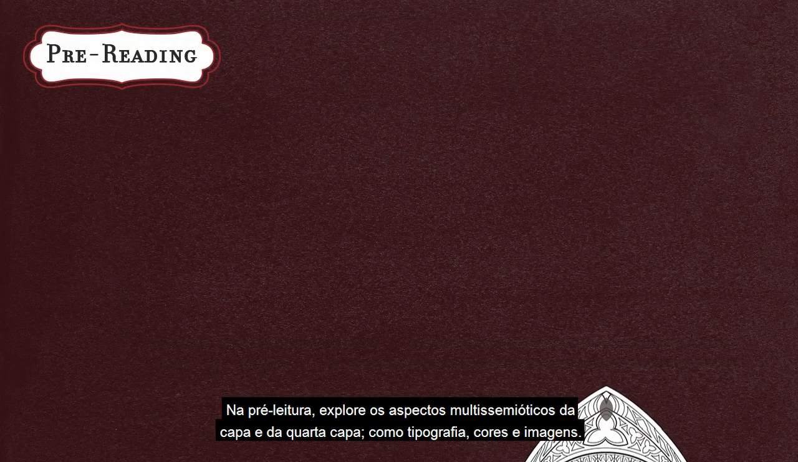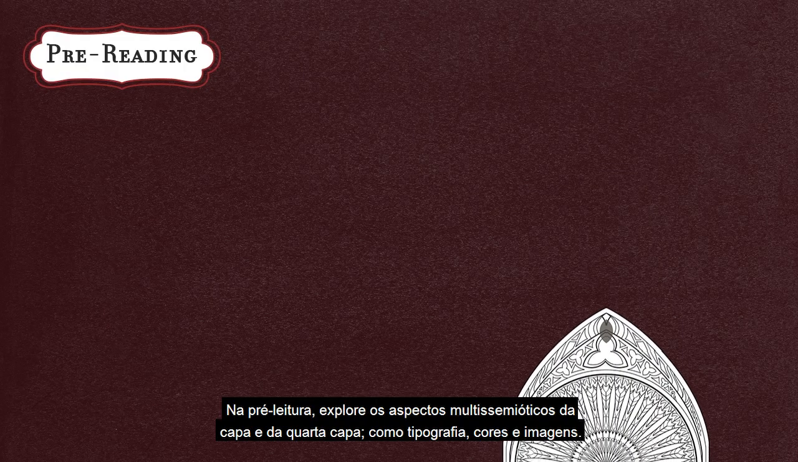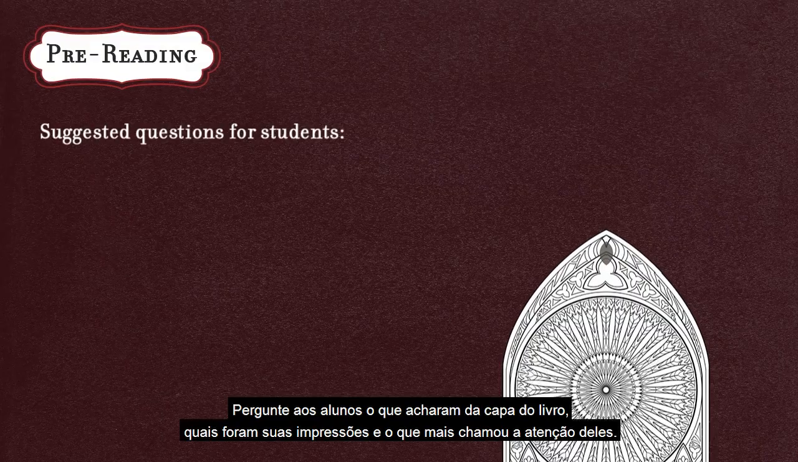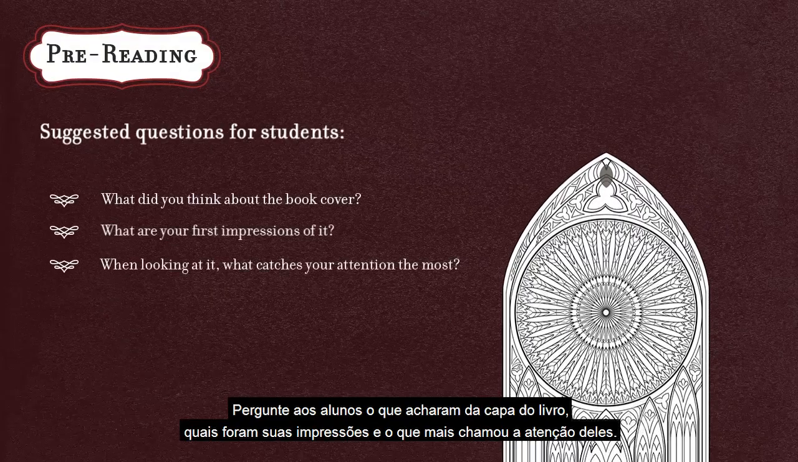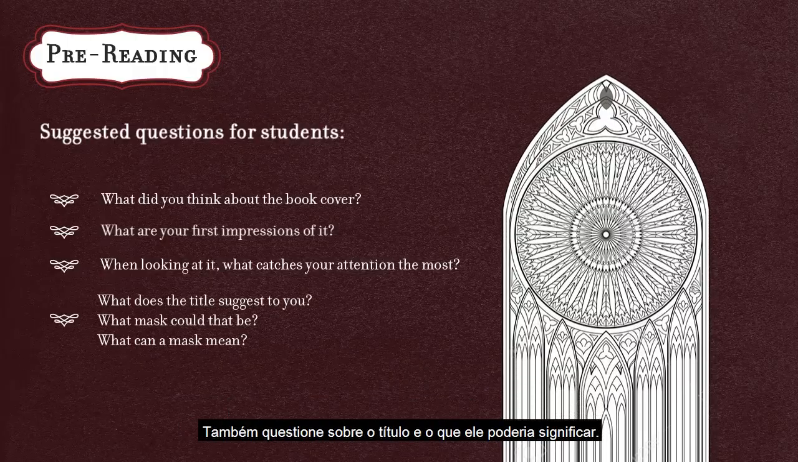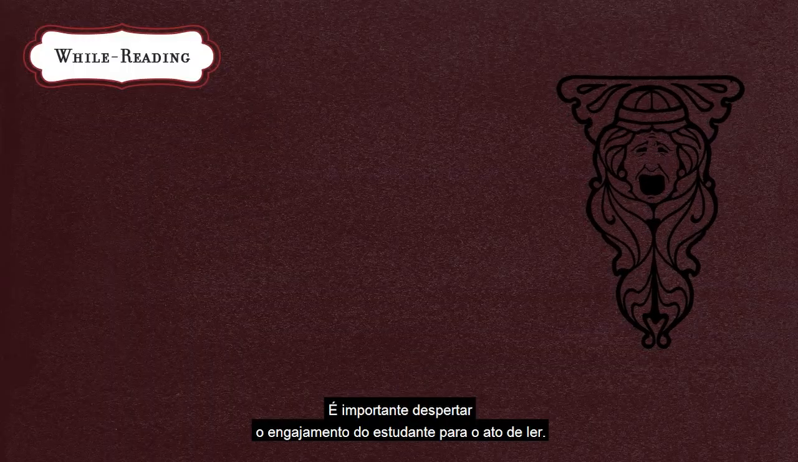Before reading, explore the multisemiotic aspects of the cover and the back cover, such as typography, colors, and images. Ask the students what they thought about the book cover, what their impressions were, and what caught their attention the most. Also, ask the students about the title and what it could mean. It is important to stimulate the students' reading engagement.